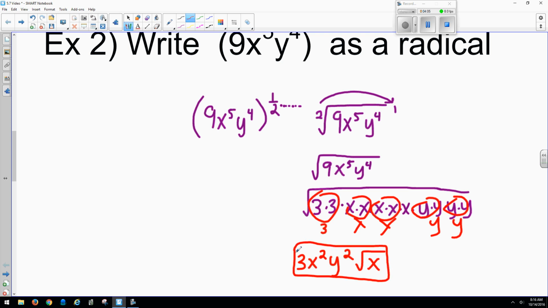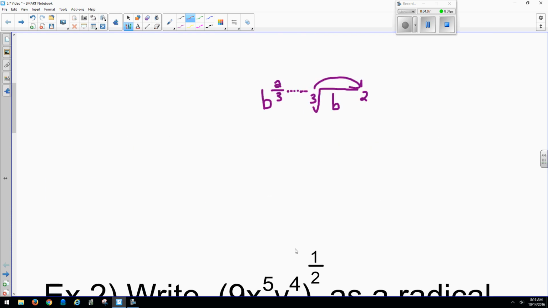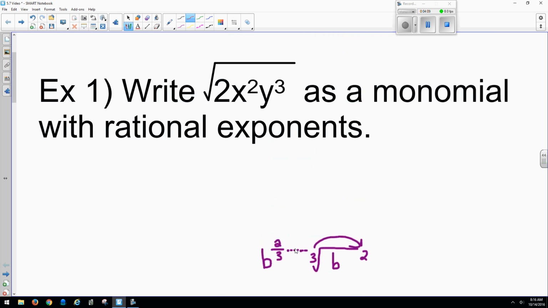All right. So we're going to go back to this problem now, because I'm sure people are pausing and writing everything down. So now I'm going to go the other way, and I'm going to write this as a monomial with rational exponents. So I'm going to put the 2x squared y cubed in parentheses. And what do you suppose the exponent's going to be?